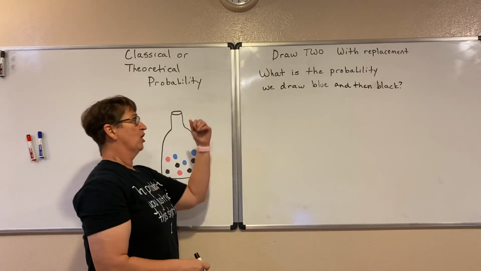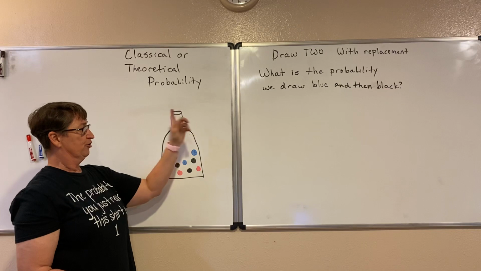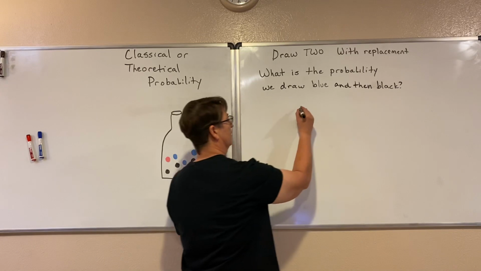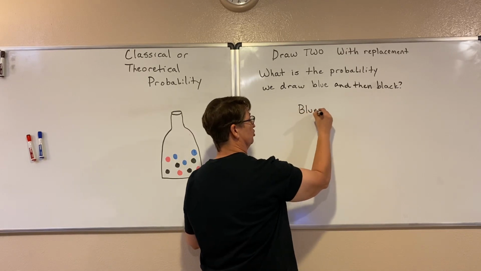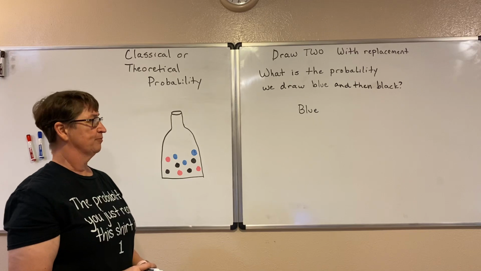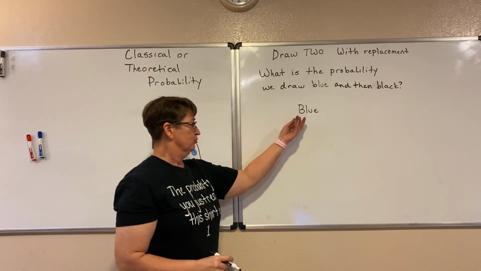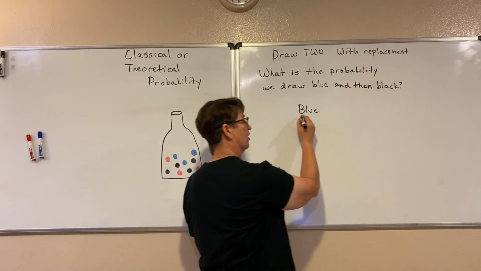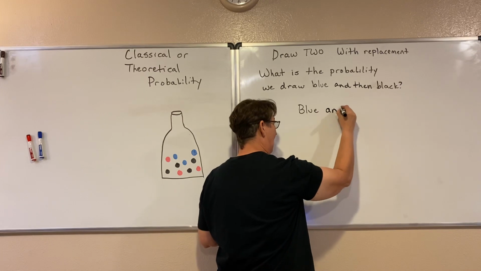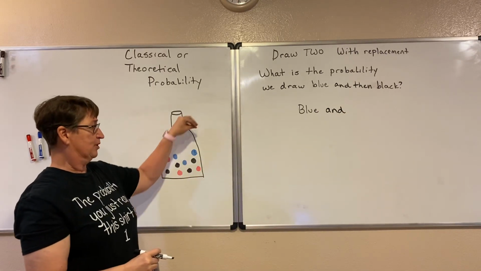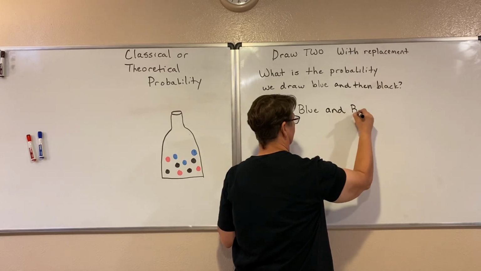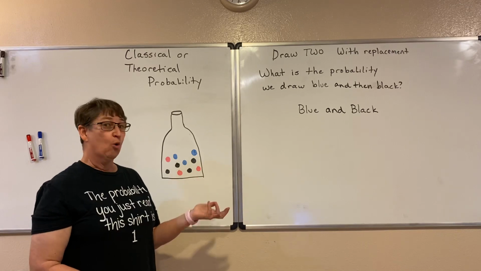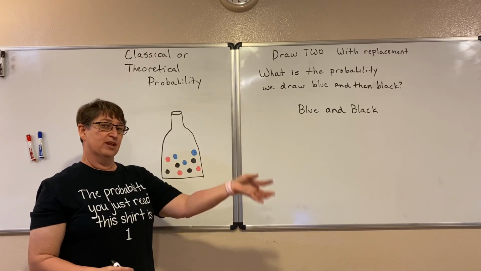Well, if I'm drawing from the urn, in order to get a blue and then a black, I would have to first draw the blue. Again, I'm going to write down my words first and then worry about numbers. So I'd have to draw blue. I put the blue back in. Then on the second draw, so after I've drawn a blue, and on my second draw, I'm going to draw a black. And that's the only order I can go in to get a blue and then a black.